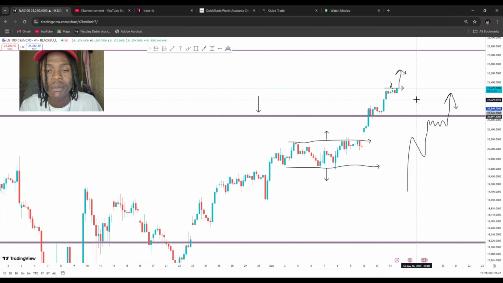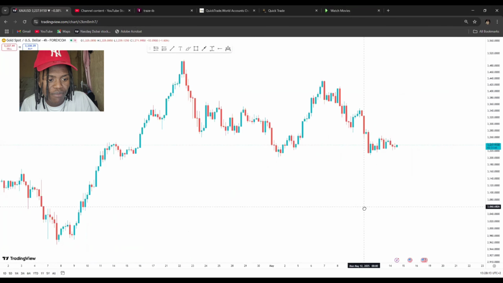So Nasdaq, summing things up to you guys, looking at the coming 2 days, we might be looking to be bullish and continue bullish, but we're just going to wait for confirmation to see what happens from there. Now without further ado, second pair, which is gold.